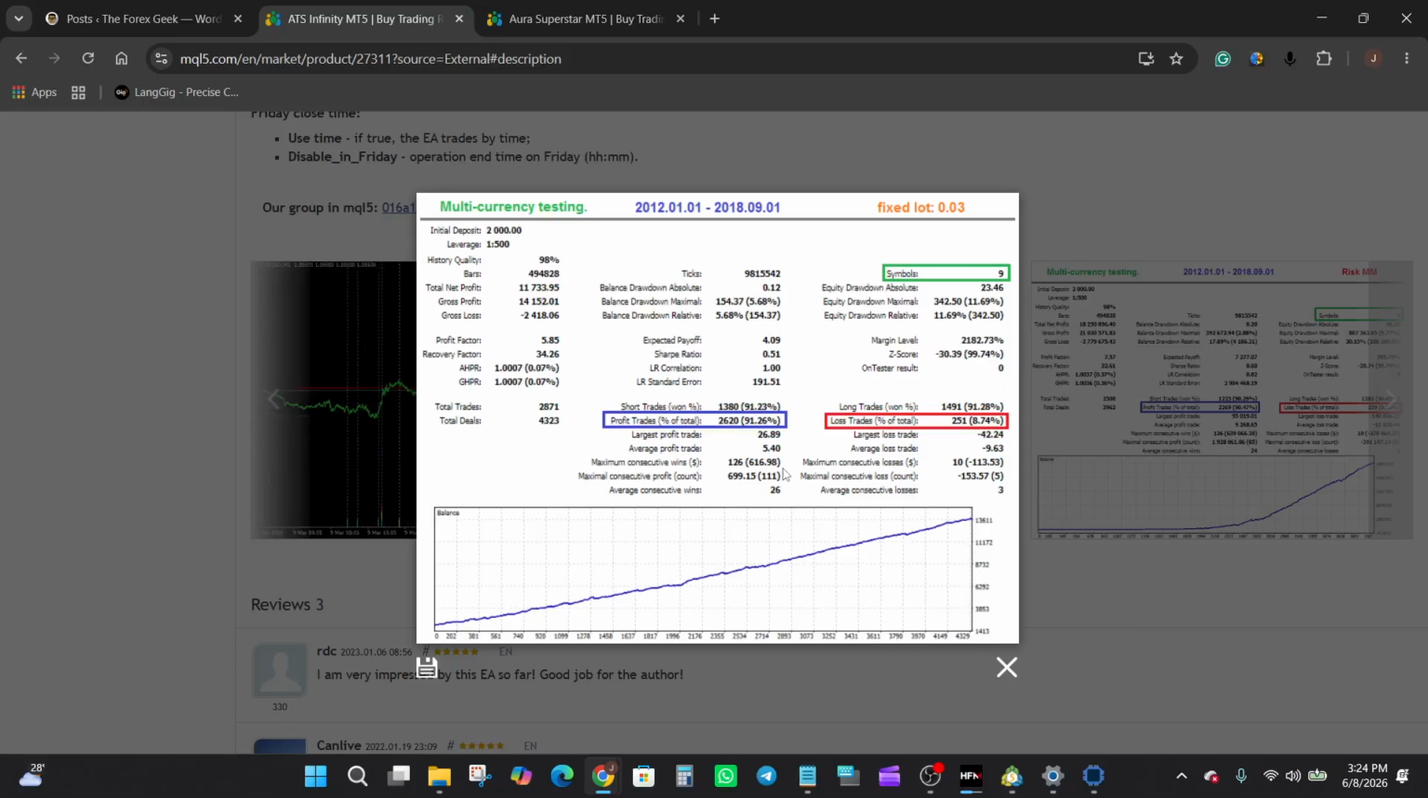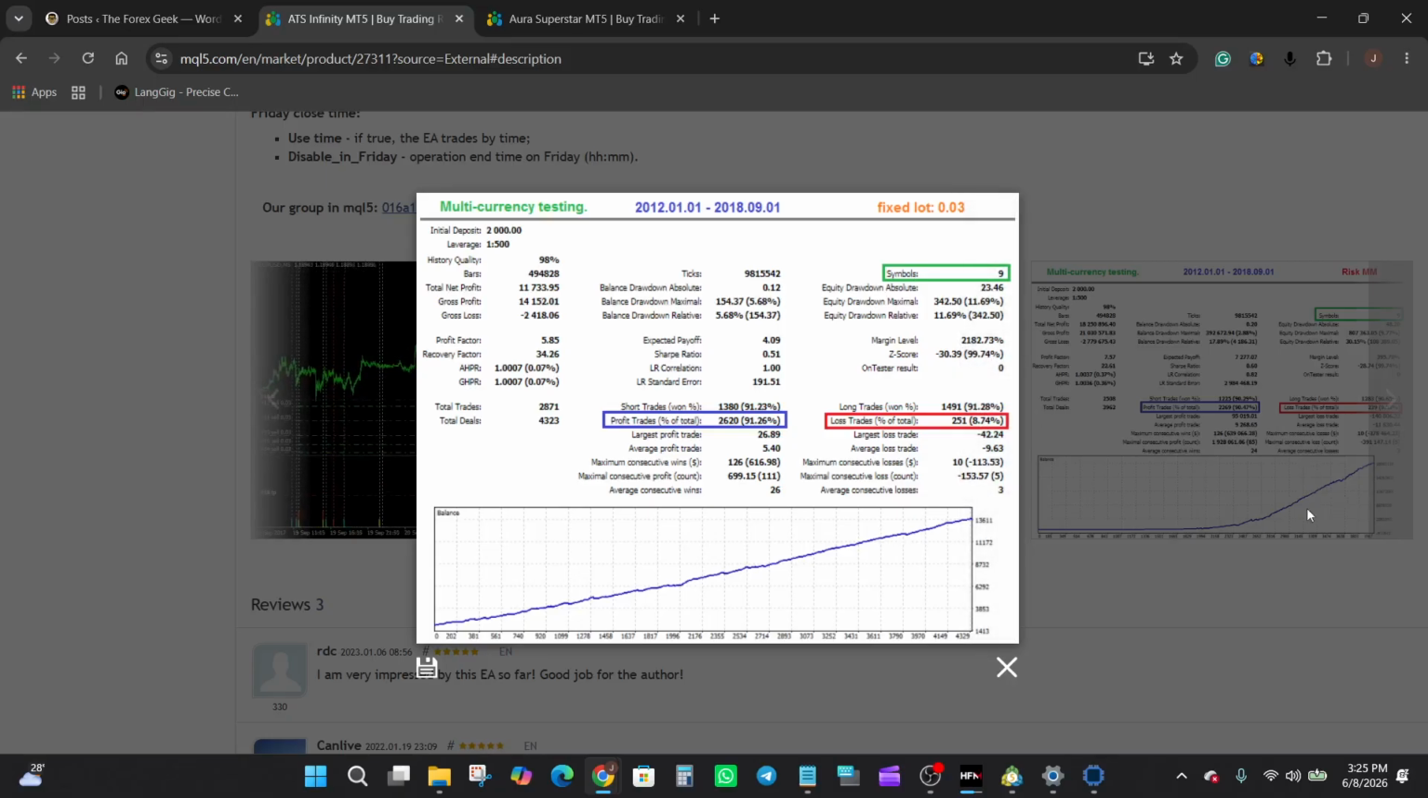So this tells me if you are judging from the average profit and average loss, what it means is that the overall average risk to reward ratio is not really very good, but the win rate is excellent. The win rate is excellent, and that was probably one of the main contributing factors to the profit that we have here. From initial deposit of $2,000, the total net profit here is 11,733.95. And we can see here the symbols are nine symbols.